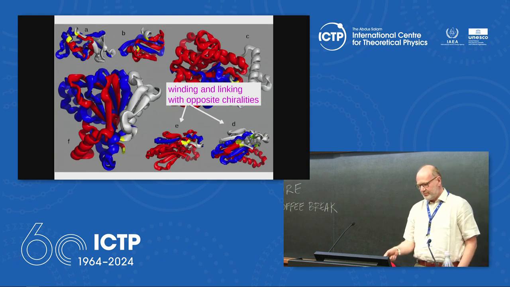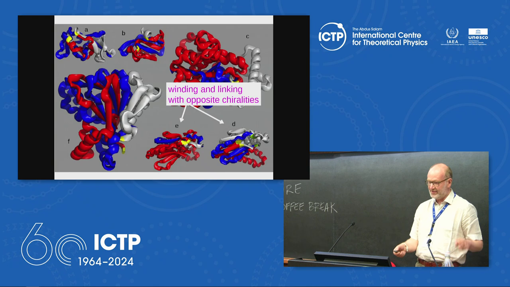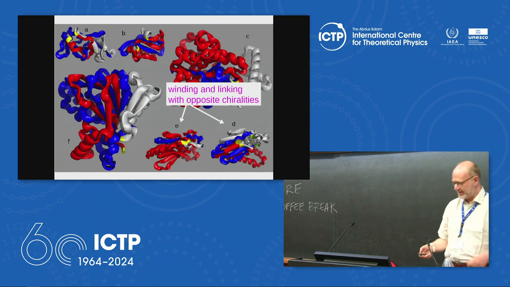Here I want to point out that this is essentially the same structure, so a given structure can host more than one entangled motif, and in this case, the two entangled motifs are characterized by opposite chiralities, by different signs of the generalized linking number.